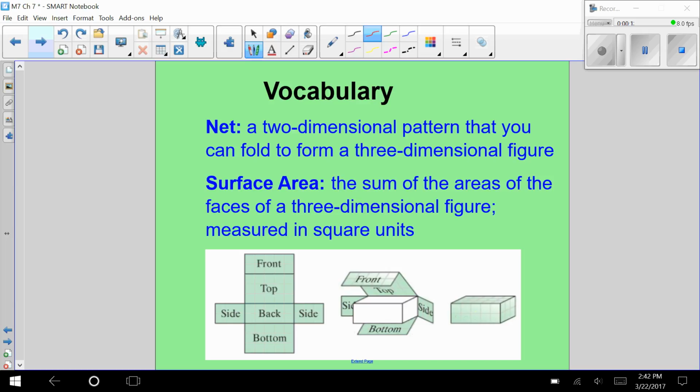A net is a two-dimensional pattern that you can fold to form a three-dimensional figure. Surface area would be the sum of the areas of all the faces of a three-dimensional figure, measured in square units. We can use our net to find our surface area by finding the area of each of the different pieces on our net and then adding them together.